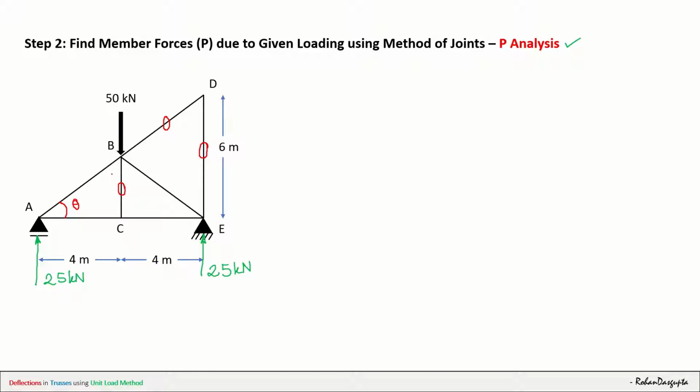Now theta, if I consider the right angle triangle DAE, I can say tan theta will be DE divided by AE, or I can write that theta equals tan inverse perpendicular by base. So DE is equal to 6 and the base is 4 plus 4, that is 8. So therefore the value of theta will be 36.86 degree. You can find this in the calculator.